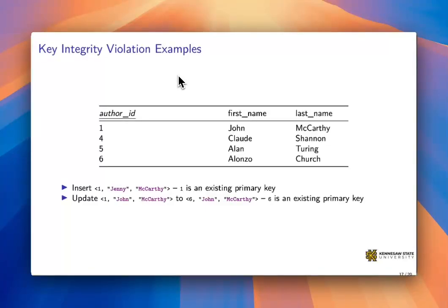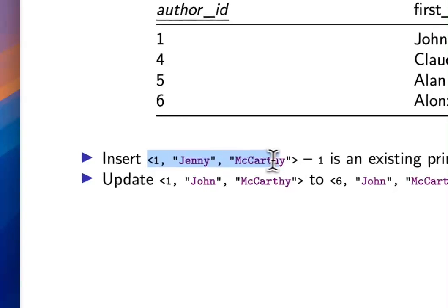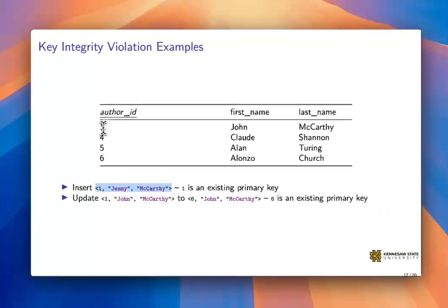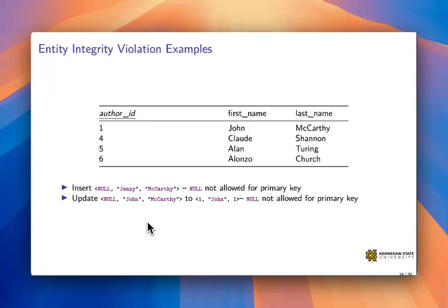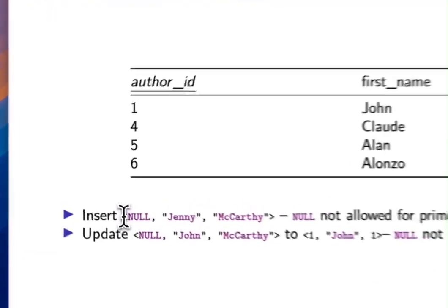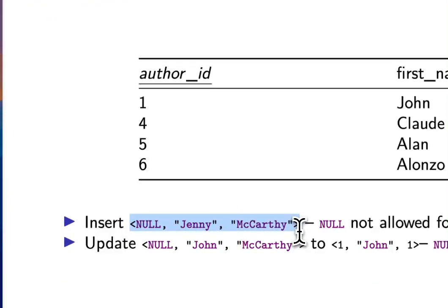If you try to insert a tuple, such as this tuple, into the database, 1 already exists as a primary key, and so that's a key integrity violation, and it's not allowed. And then updating works the same. And then if you try to insert a null for any part of the primary key, null's not allowed for a primary key. That's an entity integrity constraint.